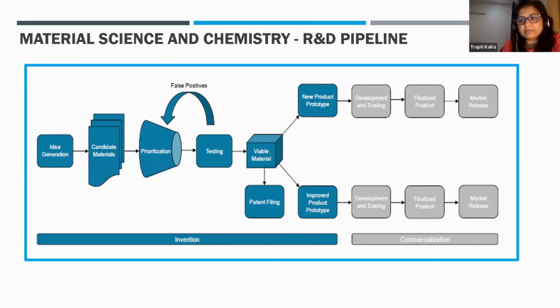Now, a viable material will lead, of course, to something like a patent filing process. It could also lead to some kind of additive which can help in improving a product prototype of an existing product, or it could result in an entirely new product altogether. But once we have a prototype, what are the next phases? You need to start with the commercializing aspect, because what is the benefit of an invention if it cannot be leveraged in society? So then it's about development and scaling to come up with a finalized process.